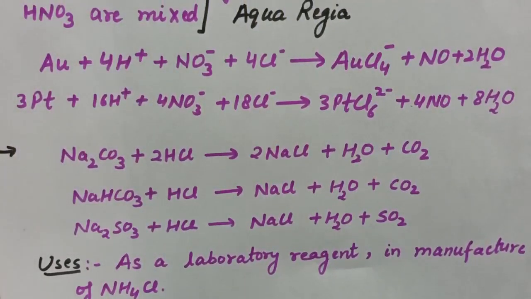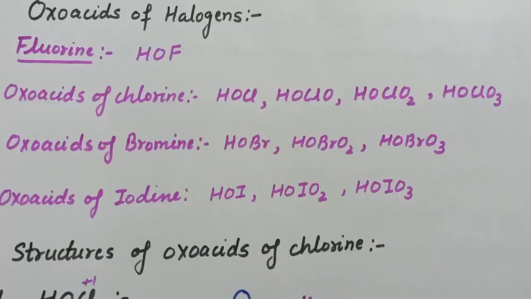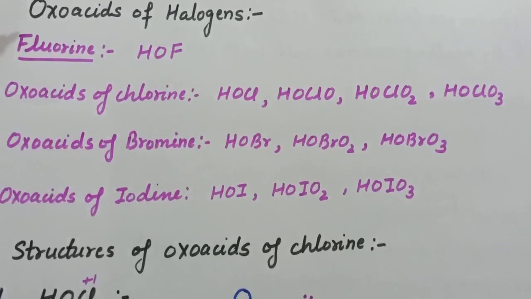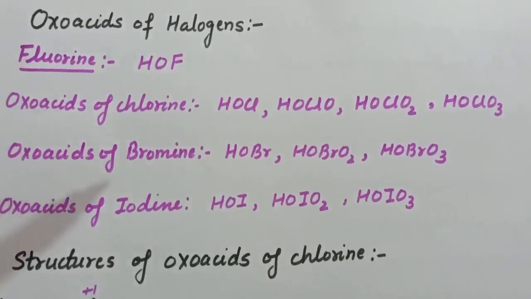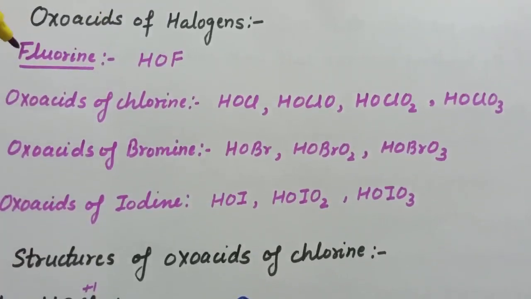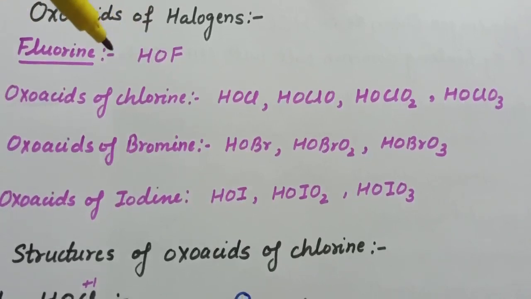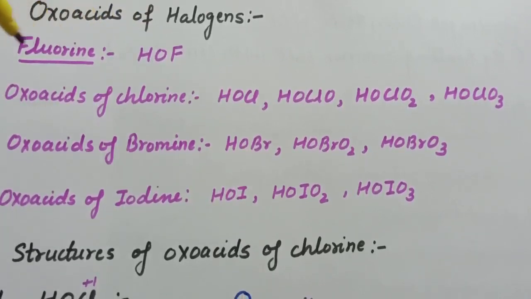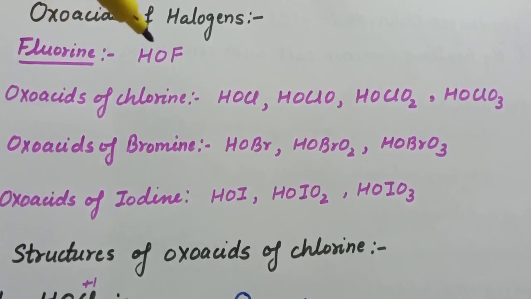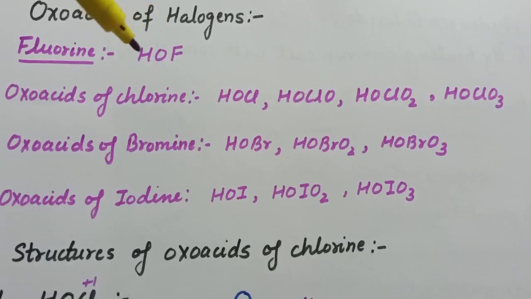Next we will discuss the oxoacids of halogens. For fluorine, only one oxoacid is possible, that is due to the absence of d orbital, it cannot expand its octet, and therefore only one oxoacid is possible, that is HOF, which is known as hypofluorous acid.